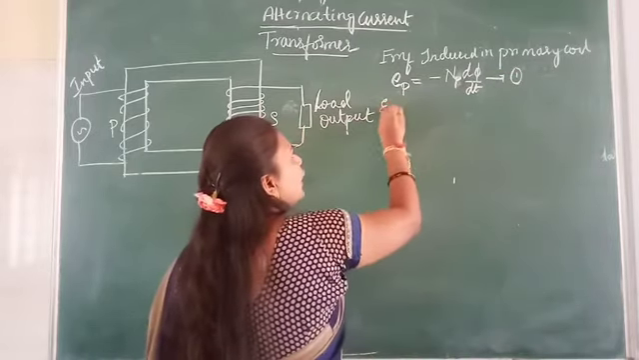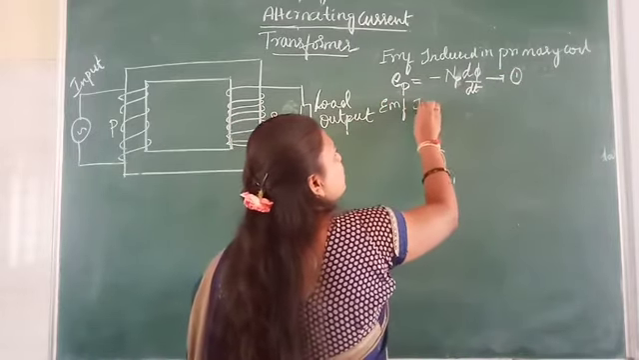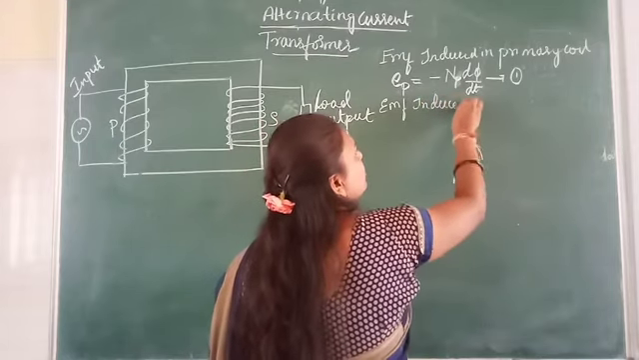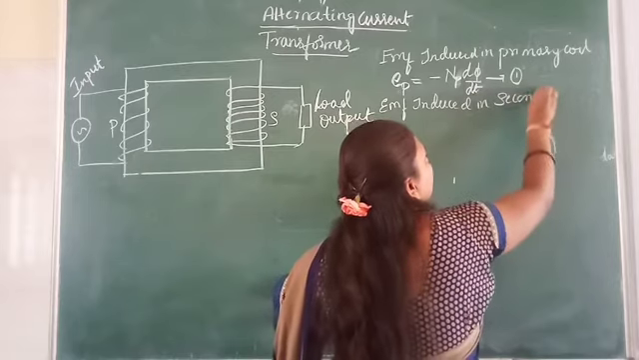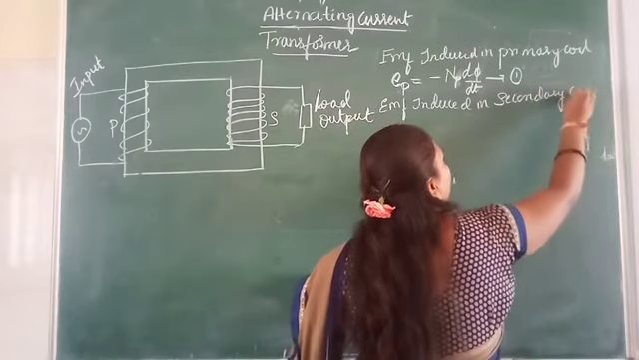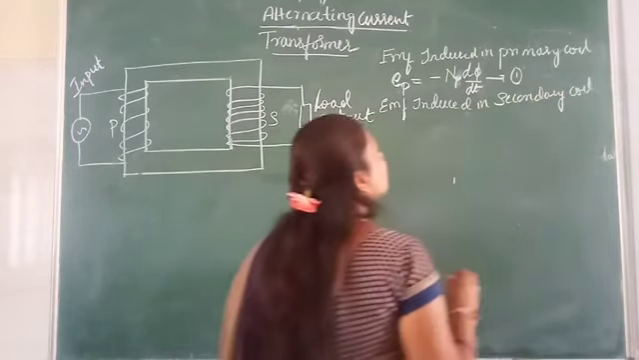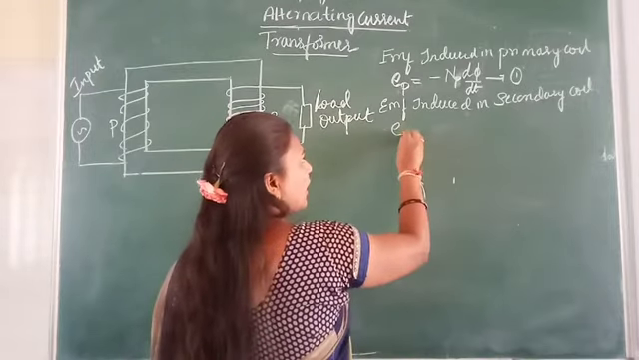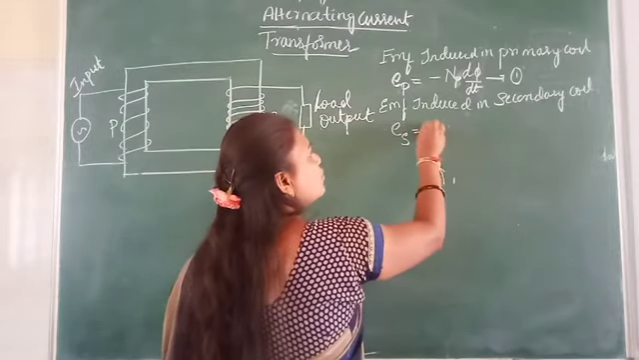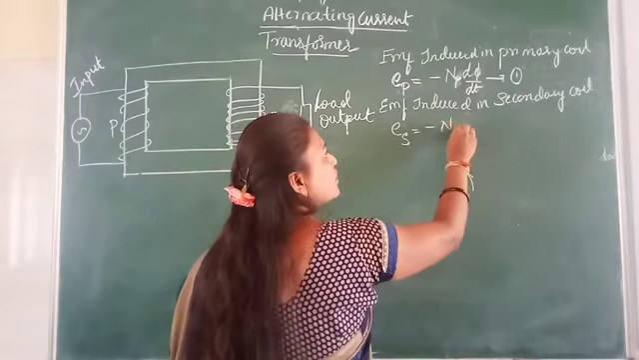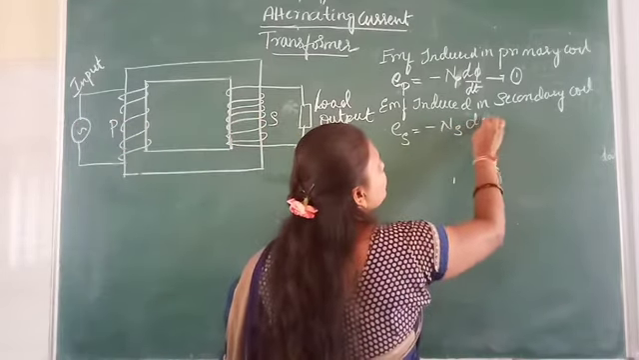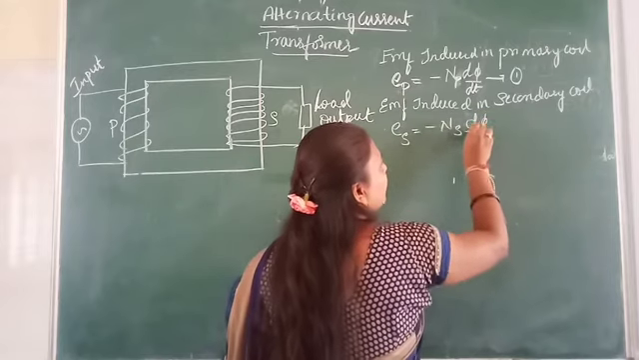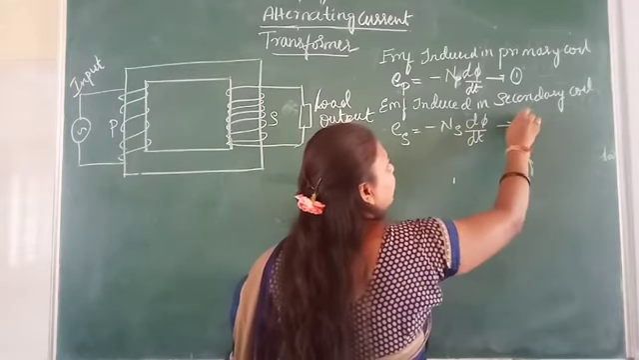Similarly, the EMF induced in the secondary coil, that we take as ES, is equal to minus the number of turns in the secondary coil times d phi by dt. This is equation 2.